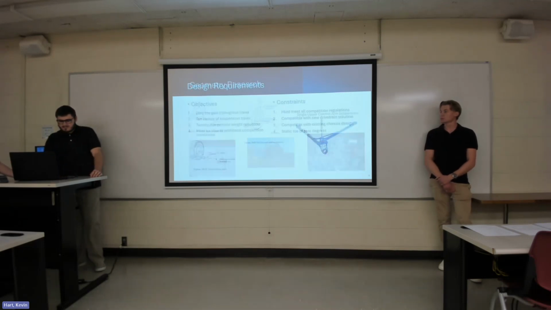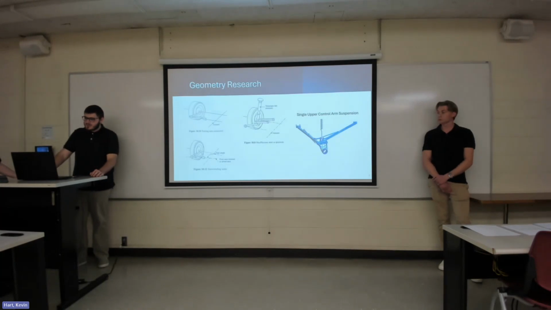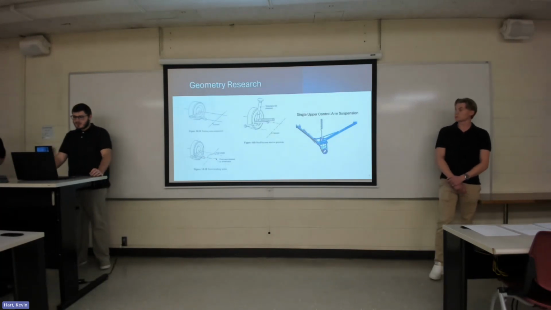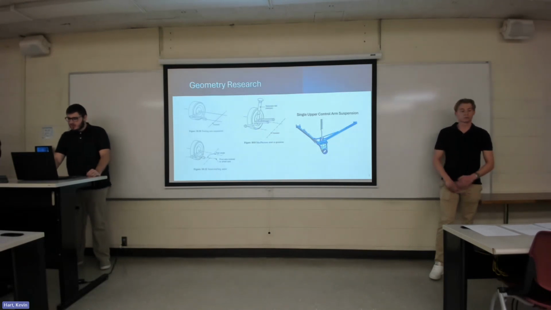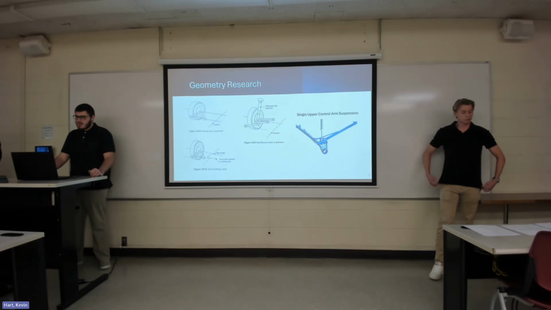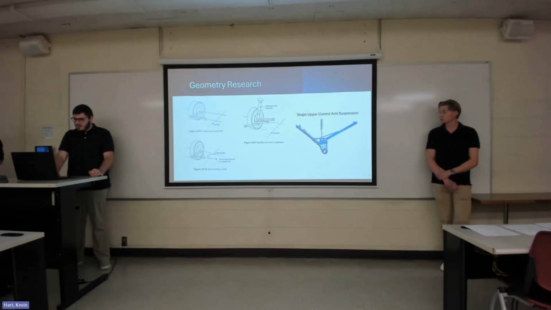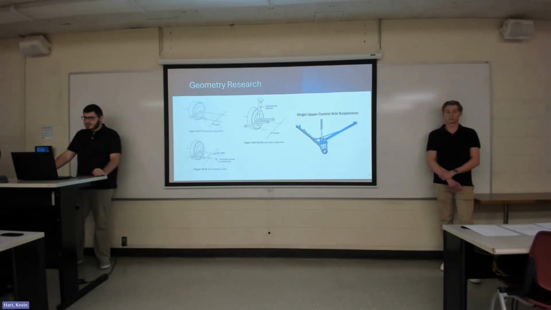So, going into our geometry research, firstly, we looked at the trailing arm geometry. Trailing arms are quite simple and typically utilize a single pivot point from the chassis. The pivot of the trailing arm rotates about the center line of the vehicle. This yields slight changes in the toe gain and negative camber as the suspension compresses.